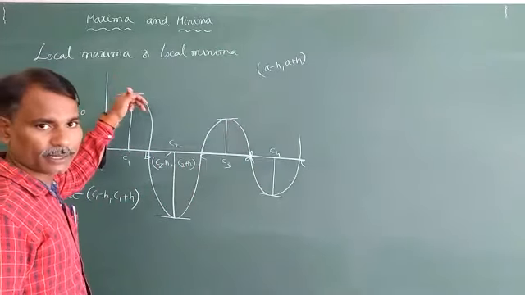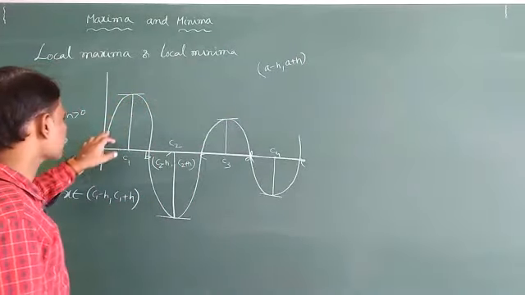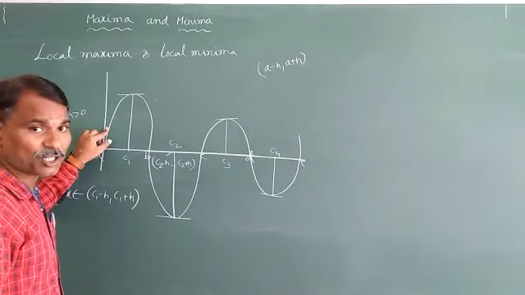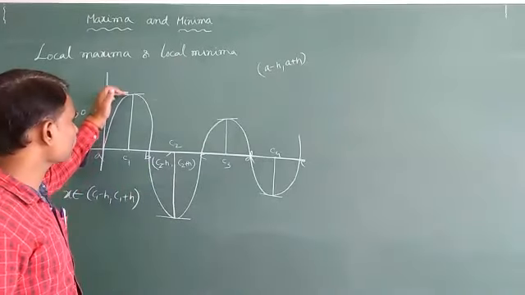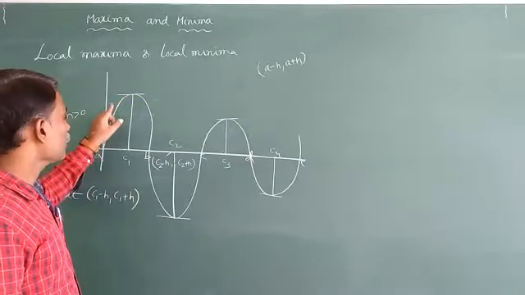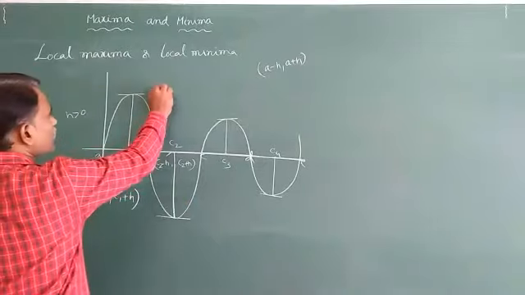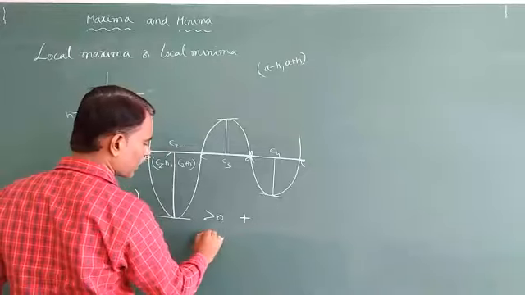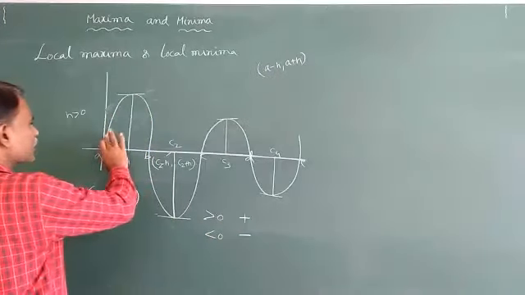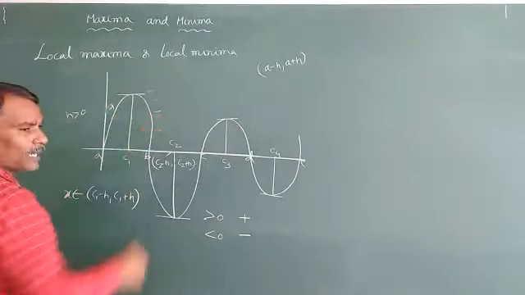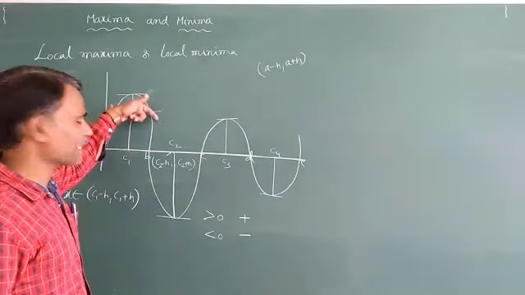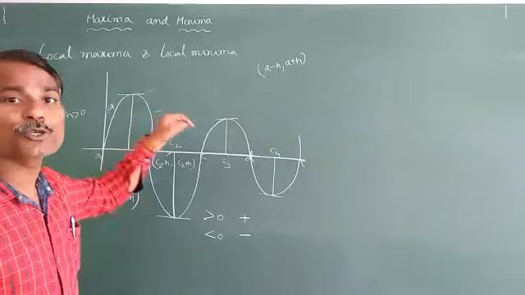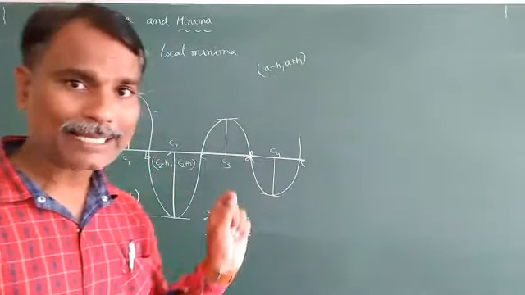So this is the upper part. The condition you already know, guys. Previous laws: increasing means f dash of x is greater than 0, and decreasing like that. So positive to negative. Greater than 0 means plus, less than 0 means minus. Now it is going like this: this is a plus and this is a minus. If the sign is going from plus to minus, you should say it is a local maxima.